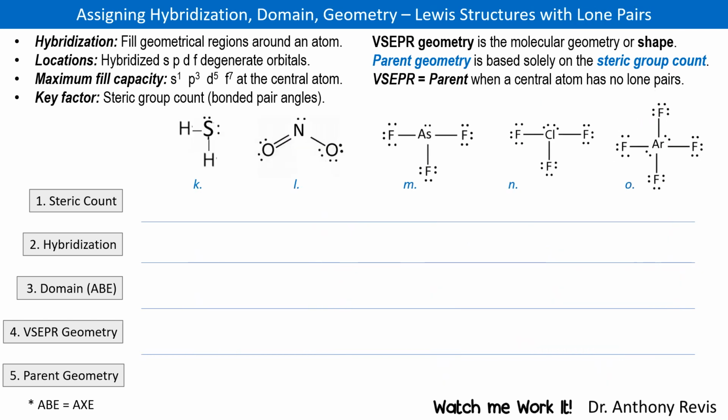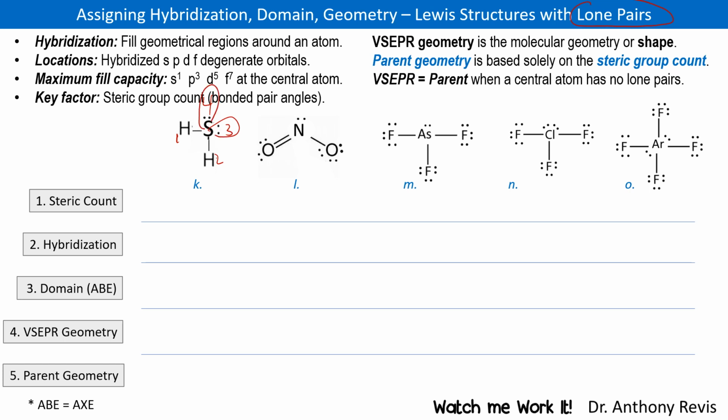Okay. So let's do one now where we have lone pair. For the lone pair considerations, we use the same process. But in this case, we're going to count lone pairs as well in this steric count. So here we have 1, 2, 3, 4 items around it, because this is an item, this fills up a region, and this fills up a region.